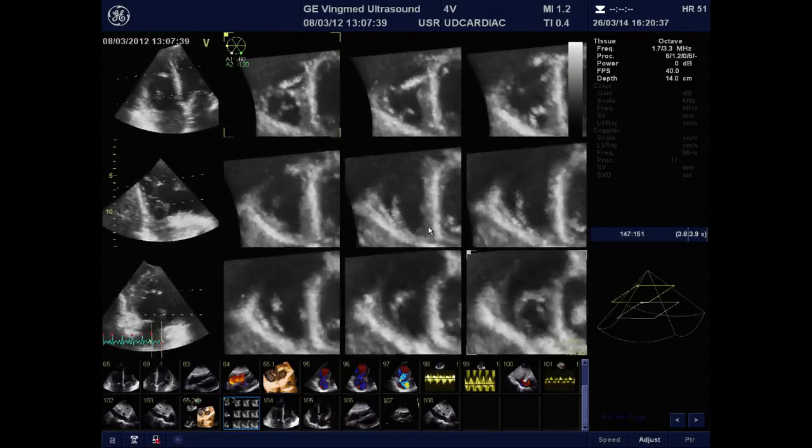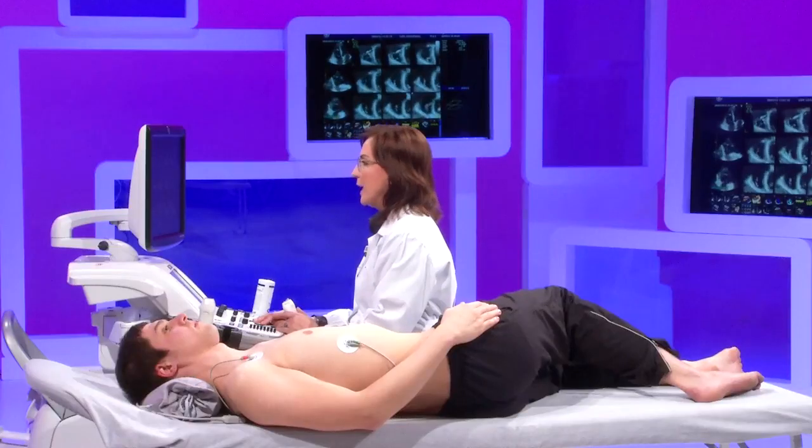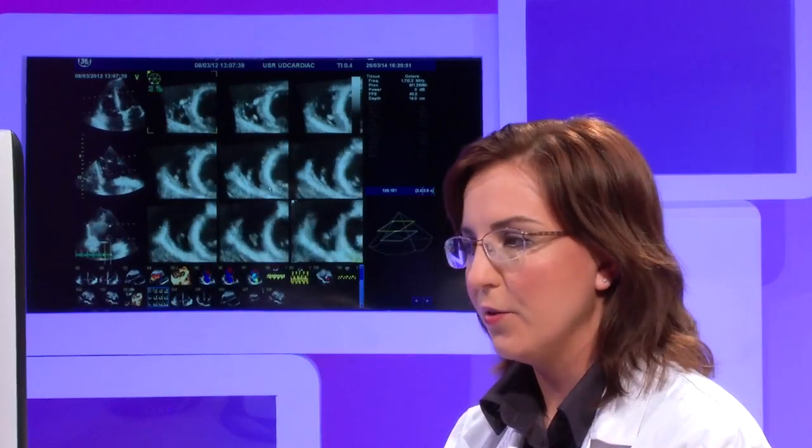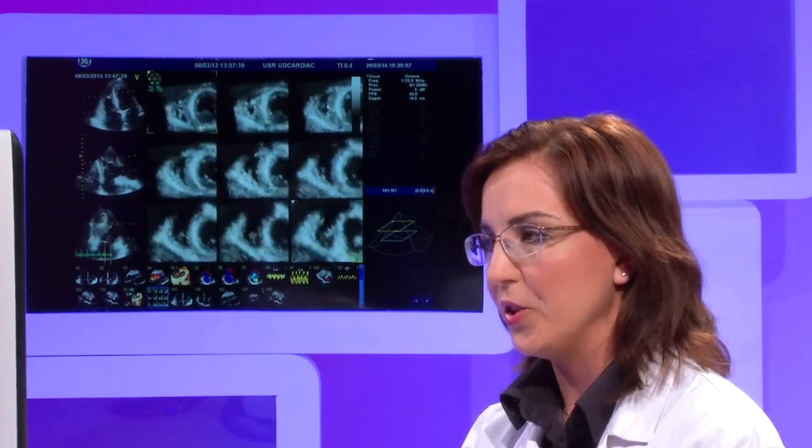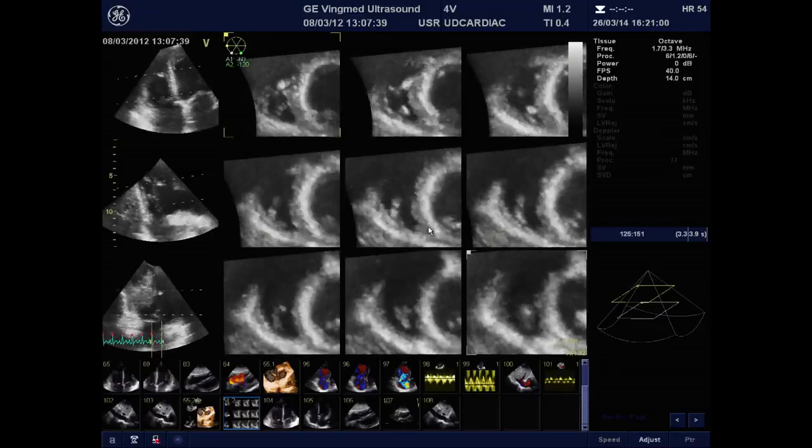We cannot perform the quantitation on the machine. We need to export the data and to quantitate it offline with the dedicated software in order to obtain the volumes and ejection fraction. If we don't have a 3D scanner, we can also have the possibility to assess the areas and the fractional area change of the right ventricle.